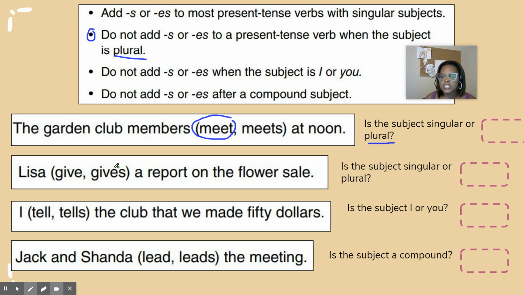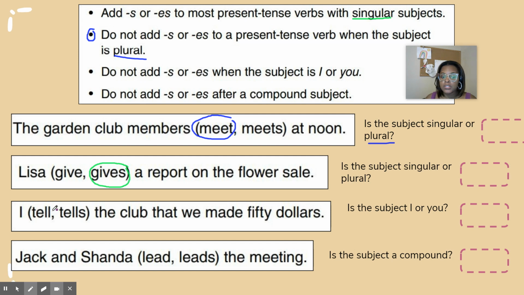Lisa gives a report on the flower sale. Is the subject, who this is about, singular or plural? Lisa is singular. She's all by herself. Okay, which rules talk about singular? The first one, we add s or es to most present tense verbs with singular subjects. Is it an I or you? No. So we add the s or the es. Let's look at it. Lisa gives a report on the flower sale. Very good. Next example.